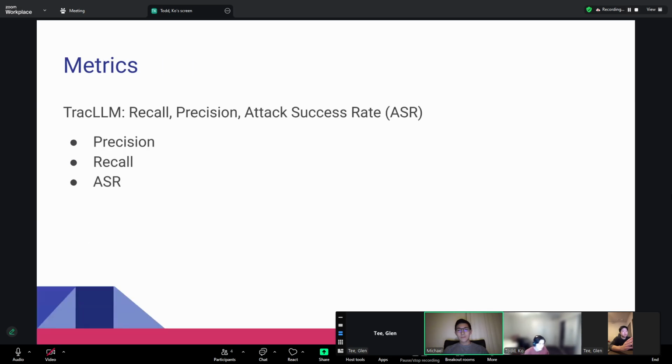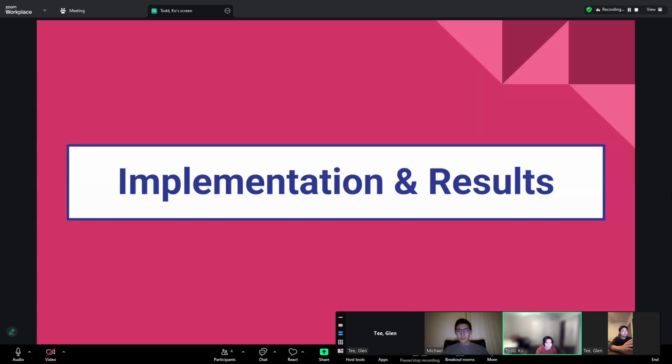So we kept track of three metrics, the first being precision, which is the rate of correctly flagging items. For recall, a higher value means that most of what should be flagged is caught. And then for attack success rate, we have a metric of attack success rate before removing text, and an attack success rate after removing text with TracLLM. So if we see a decrease between ASR before and after, that means that TracLLM is successful at mitigating different types of attacks. Moving on to implementation and results.